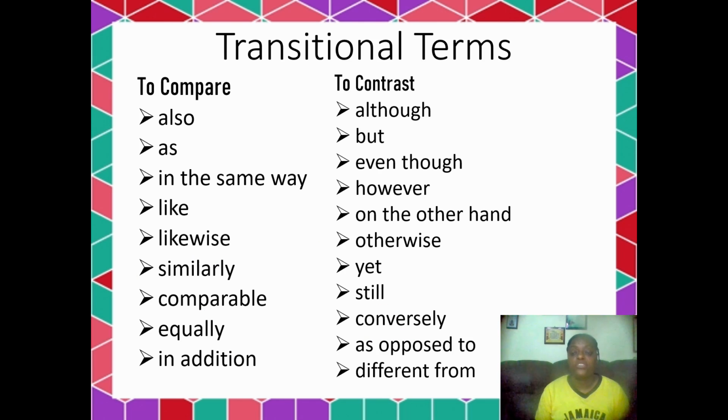In order to compare and contrast, there are some terms that we are to become familiar with. These are called transitional terms. We have those that are used to compare: also, in the same way, like, likewise, similarly, comparable, equally, or in addition. Terms we use to contrast: although, but, even though, however, on the other hand, otherwise, yet, still, conversely, as opposed to, or different from.